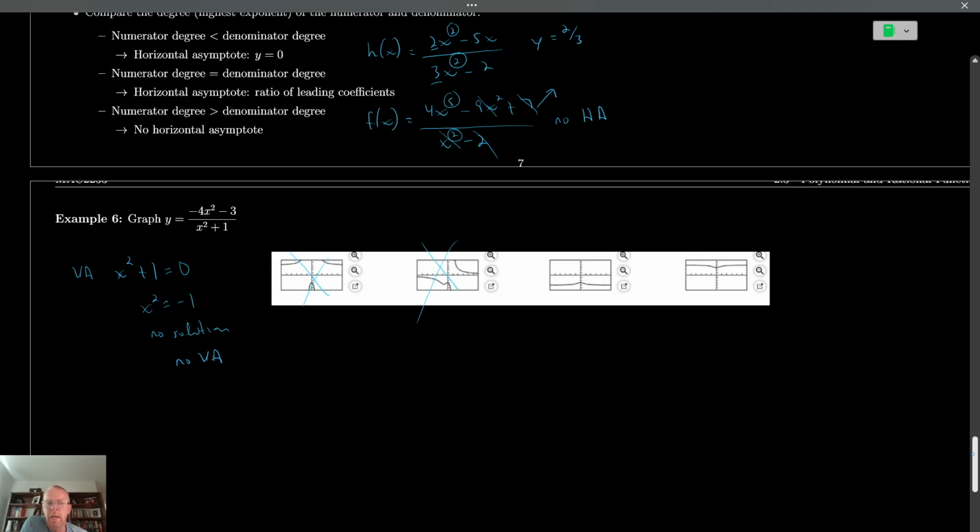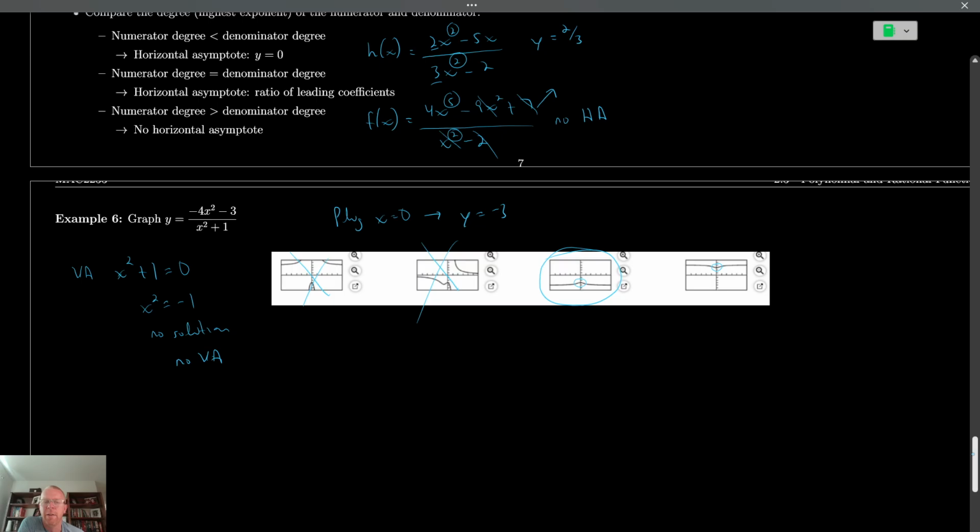So now, what's the main difference in these two? Well, the horizontal asymptote, but also notice the y-intercept for these. The y-intercept is negative here and positive here. So if we find the y-intercept, plug in x equals 0, what do we get? Then we get y equals -3. So that tells us it's going to be this one.